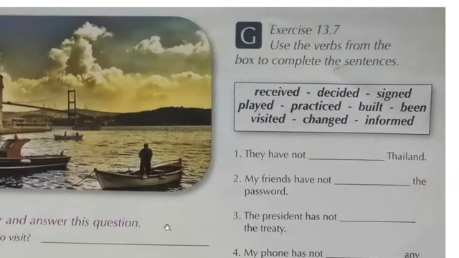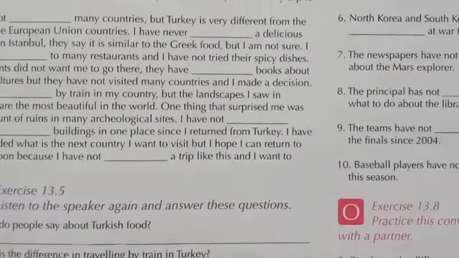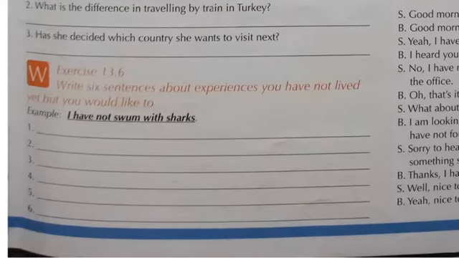Now, on the next page, page 28, we're going to check exercise 13.6. It says, write 6 sentences about experiences you haven't lived yet, but you would like to. So, you have to write some things that you want to do, but until now, you couldn't do. For example, we have, I haven't swum with sharks. So you have 6 sentences. It's on your own. You can repeat, or you can say your friend's ideas. You have to write about you.